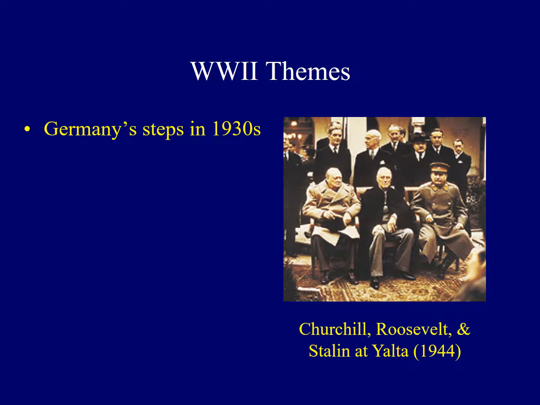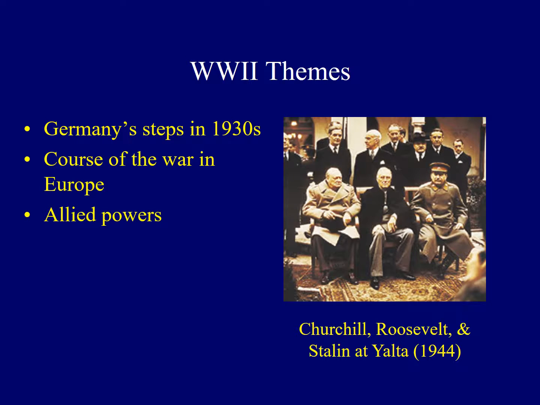First, we'll address the steps taken by Germany in the 1930s as they were very aggressive and they eventually culminated in the war. Then we'll look at the course of the war in Europe and the initial successes of German troops on the field of battle. Then we'll explore the alliances between the Allied powers and how they worked together to try to defeat Germany. And then we'll explore how Germany was eventually defeated.